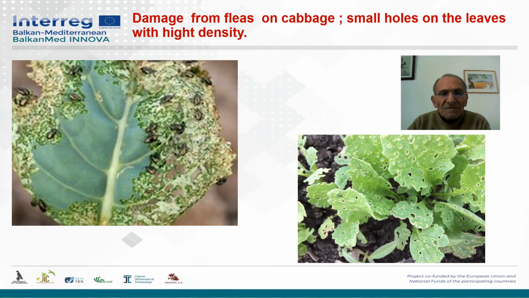The damage from flea beetles on cabbage: small holes on the leaves with high density. In this case, we see the insect on the leaves. In another case, we don't see the insect on the leaves. But if we see such symptoms, we need to suspect this group of insects.